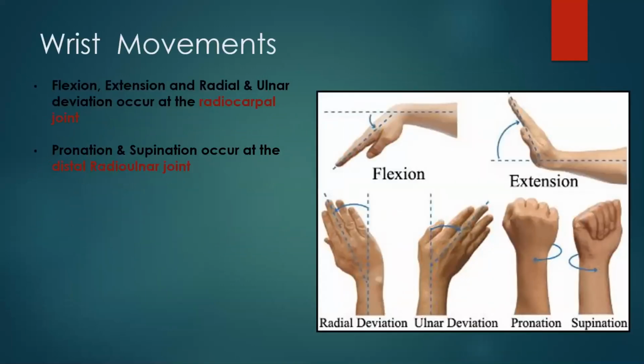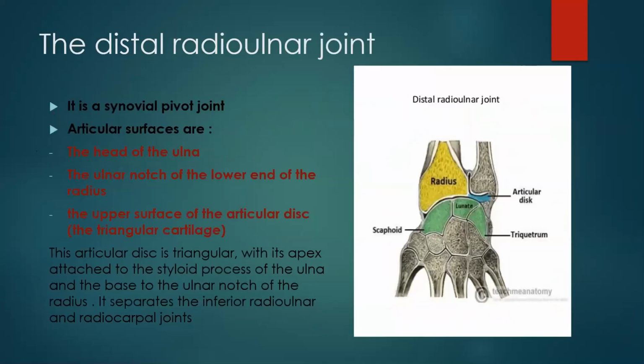Wrist movements, flexion, extension, radial and ulnar deviation occur at the radiocarpal joint. Pronation and supination occur at the distal radioulnar joint. The distal radioulnar joint is a synovial pivot joint.